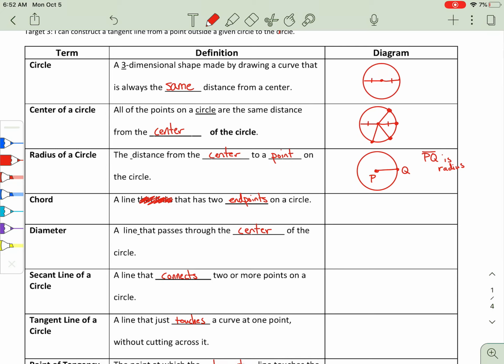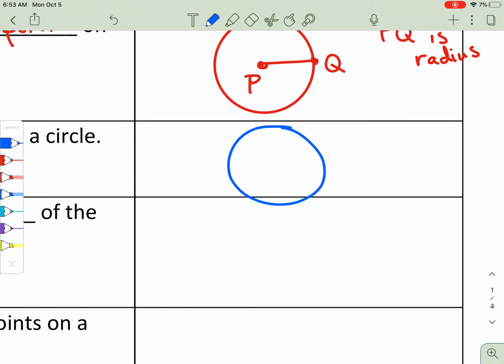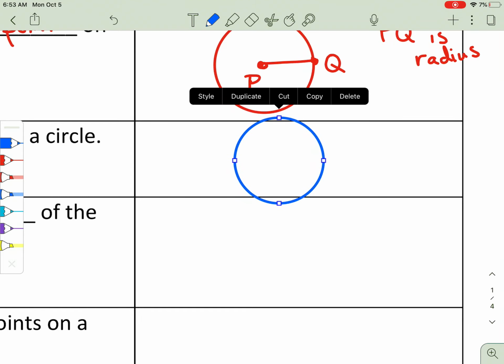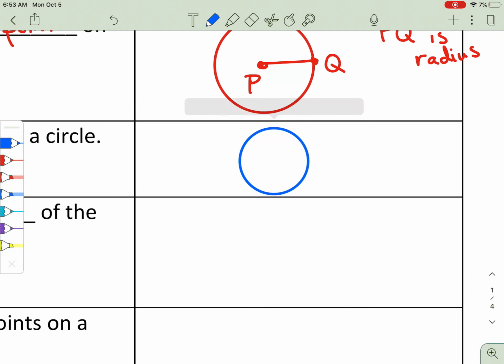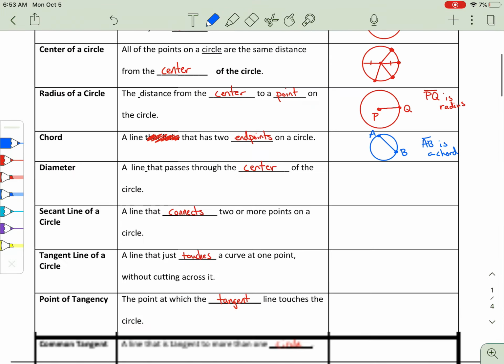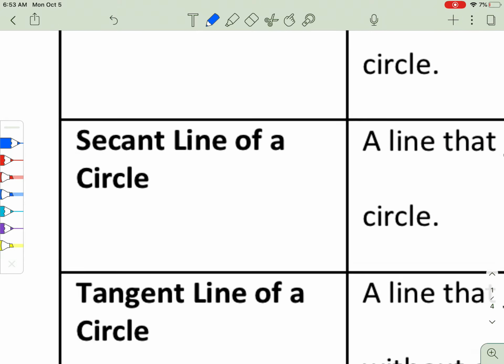A chord. This one might be kind of new. A chord is a line that has two endpoints on a circle. So what do we mean by that? Well, if I draw again another circle, and I'm actually going to shrink this one down. A chord connects 2 points, but the key thing here is a chord stops at the edges. So if we called this AB, we would say AB is a chord, but the endpoints are on the edges of the circle, and that's important because the difference is the secant line of a circle.